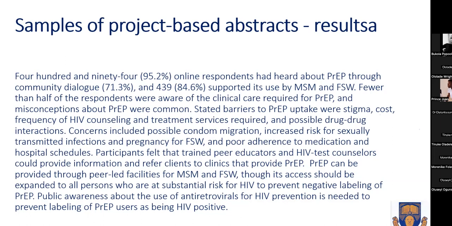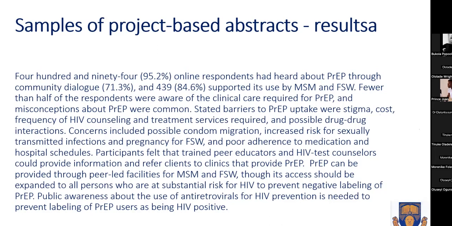PrEP can be provided through peer-led facilities for MSM and female sex workers, though its access should be expanded to all people who are substantially at risk so as to prevent negative labeling of PrEP. And PrEP awareness about the use of antiretroviral for HIV prevention is needed to prevent labeling of PrEP users as being HIV positive. All right, I'm sure some people are already scoring. So for this result, you only score 1.